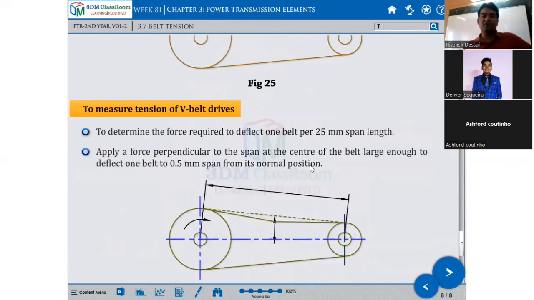Measure the tension of the V-belt drive to determine the force required per 25 mm of belt span length. Apply force at the center of the span, large enough to deflect the belt 0.5 mm per span length from its curvature.